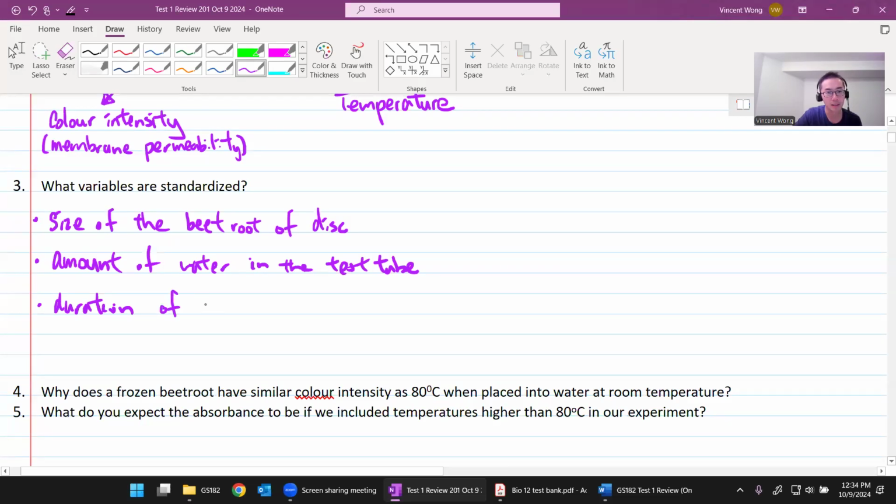Duration of soaking the beetroot. Like how much time did you spend in the water bath? Is it 1 minute for all of them? Is it 2 minutes? You have to keep it the same. Okay, so those are some examples.